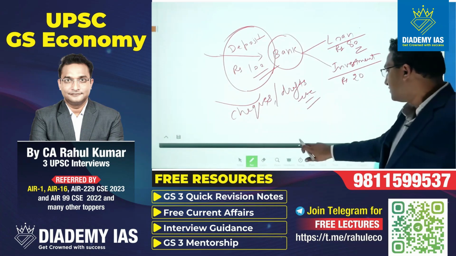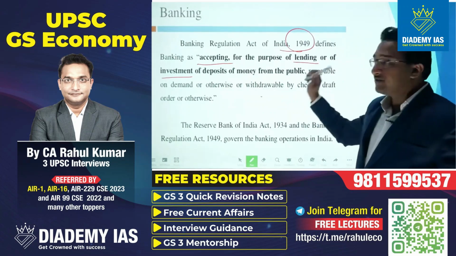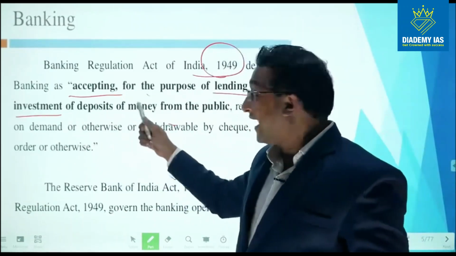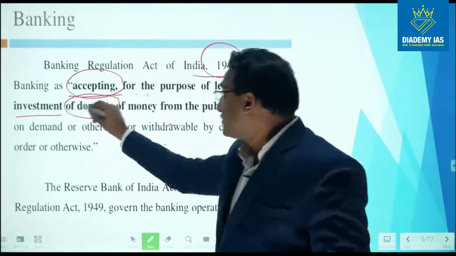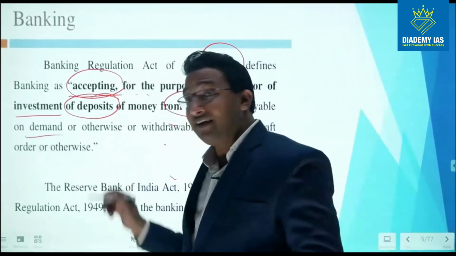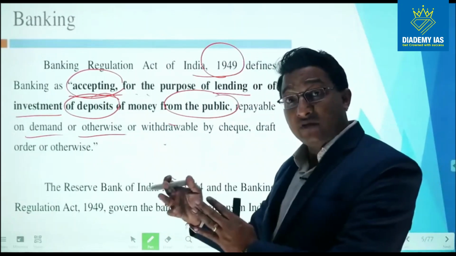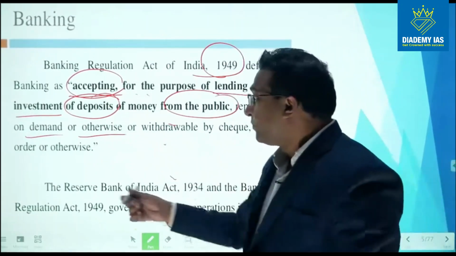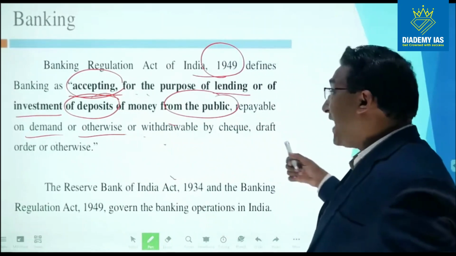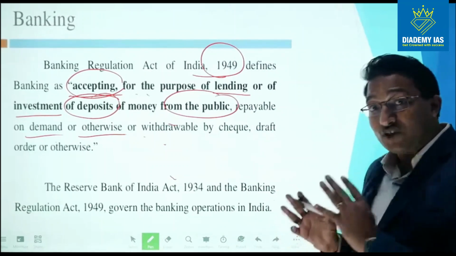Now let us discuss this definition. The Banking Regulation Act of India 1949 defines banking as accepting deposits for lending or investment from the public, repayable on demand. Either it is repayable on demand or otherwise, meaning it is repayable after a certain time, which is called a time deposit. So on demand means demand deposit, or otherwise means time deposits, or withdrawable by check, draft, order or otherwise, right? I hope you can connect this concept with your own life also.